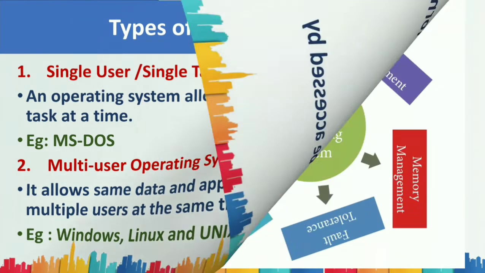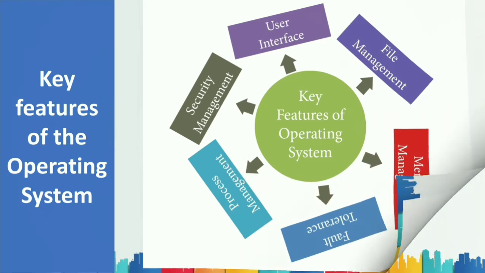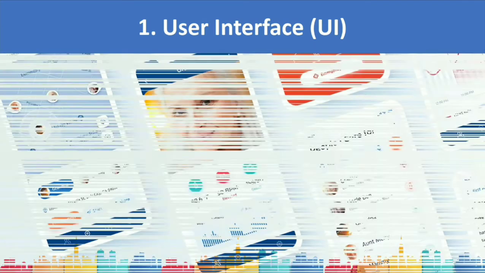So now let us learn the key features of operating system. We do have 6 key features of operating system. First one is user interface, then file management, memory management, fault tolerance, process management, and finally security management. About all these key features you are going to learn in detail. So let's move on to the first key feature, that is user interface.